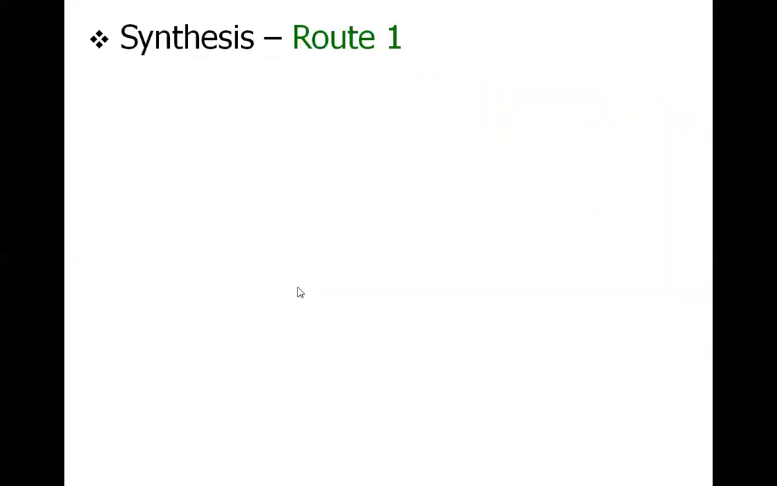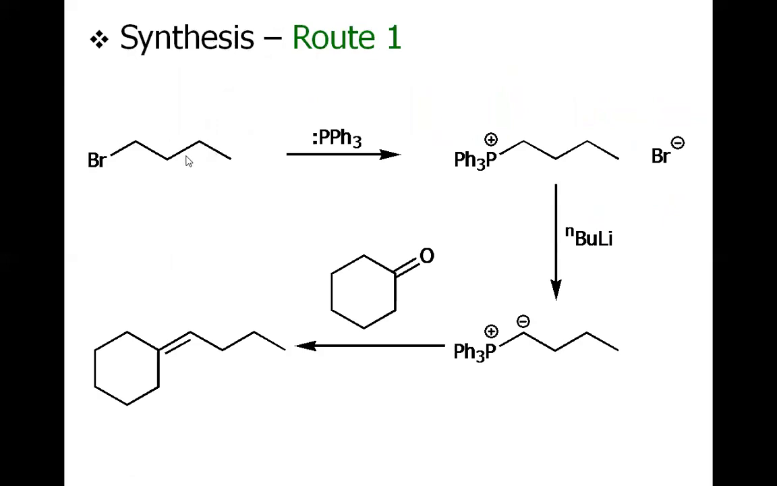So now let's discuss both routes. In route 1, when we have this butyl bromide treated with triphenylphosphine, we have this intermediate which will be converted into the ylide using butyllithium. This hydrogen will be removed to have C negative and P positive linkage, and then this nucleophilic carbon will attack this carbonyl carbon. As a result, this oxygen will attack this positive phosphorus to have a four-membered ring, which will collapse to have this final product, which is our desired product.